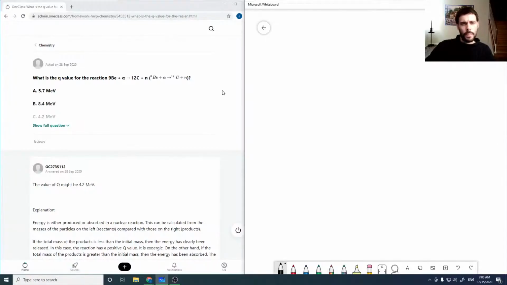Okay, so what is the Q value for this nuclear reaction? So we've got beryllium-9 plus an alpha particle going to carbon-12 plus a neutron. So the Q value here is just the sum of the mass of the reactants.